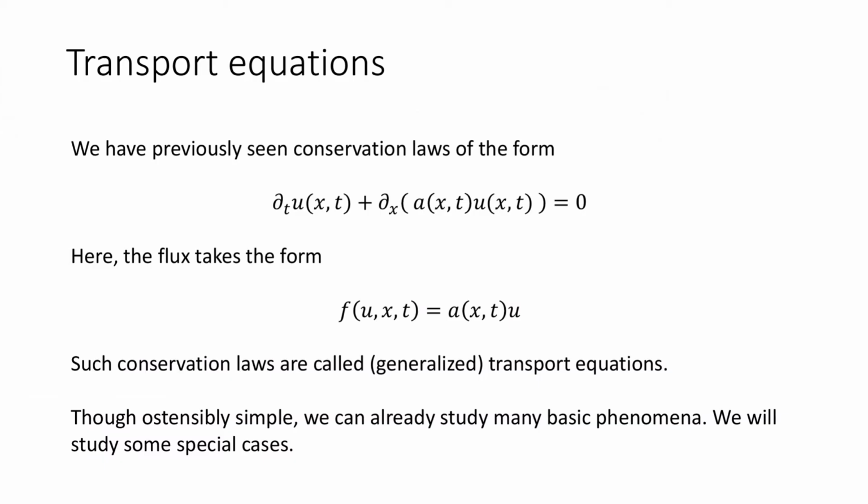We have previously seen transport equations as very basic but instructive examples for conservation laws. So we have got this PDE given by the time derivative of u(x,t) plus the x derivative of a(x,t) times u(x,t) equals 0. In this context, the flux takes the form f(u(x,t)) equals a(x,t)u, and this function a(x,t) is the velocity of the transport phenomenon.